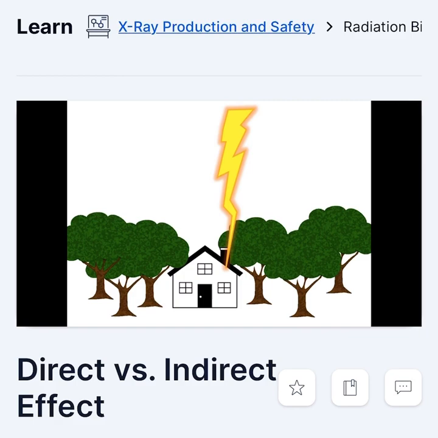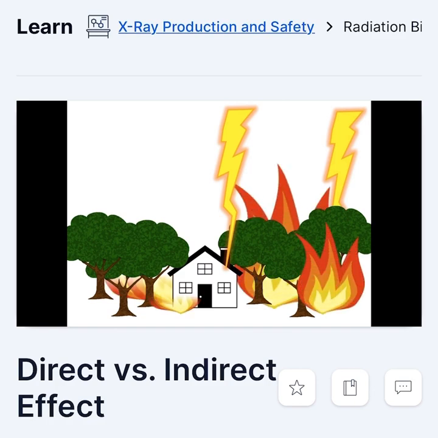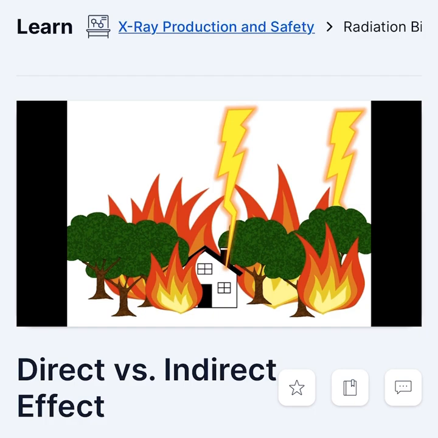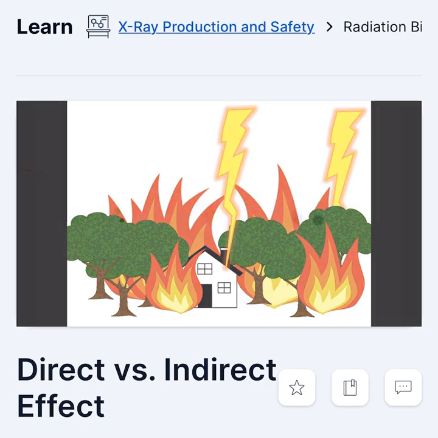What's more probable is that the lightning strikes one of the surrounding trees, which then starts a fire that eventually causes damage to the house. The lightning caused the damage, but it did so indirectly. This is just like the indirect action of DNA damage.